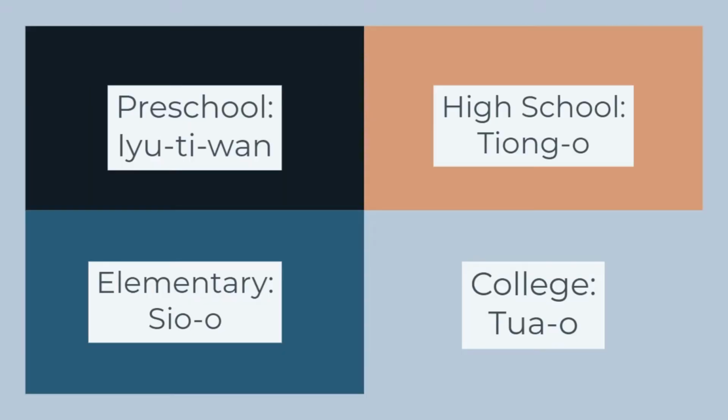Preschool. Elementary. Shoo. High school. Tiongo. College. Tuao. Guagina kini kaisi tak UT1. This year my child starts preschool.